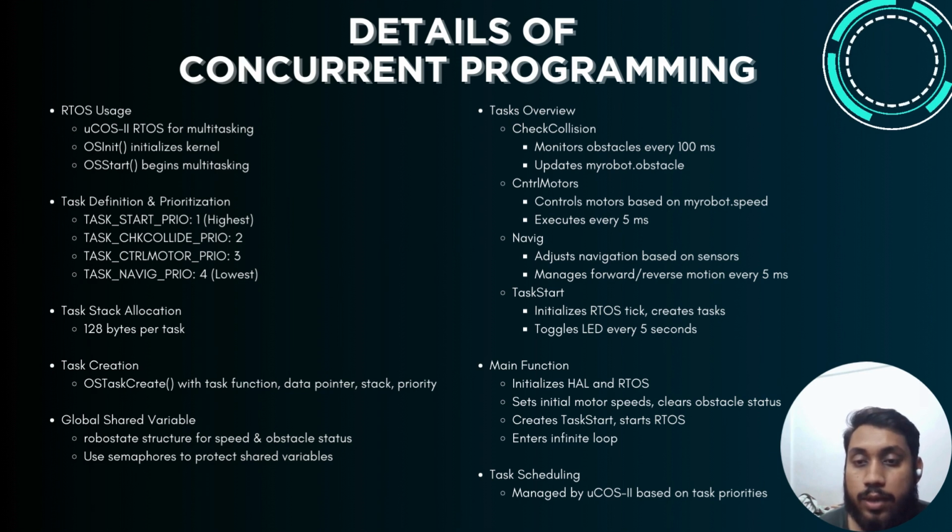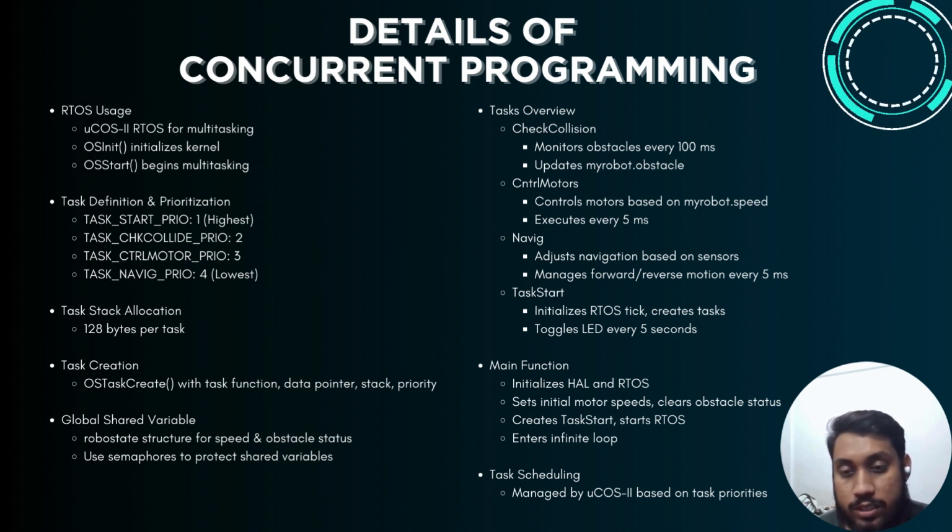Tasks are prioritized based on the RoboKar. So task start has the highest priority, which is one. Then task check collision, then the task control motors, and then the task navigate priority. Task stack allocation is 128 bits per task. Then for task creation, the OSTaskCreate function is used to create each task.